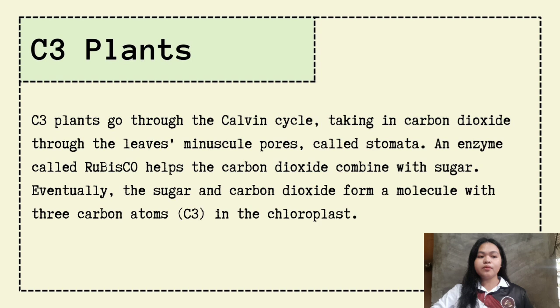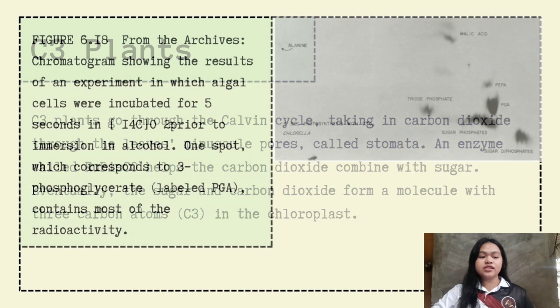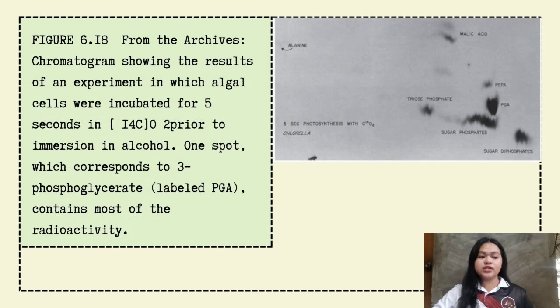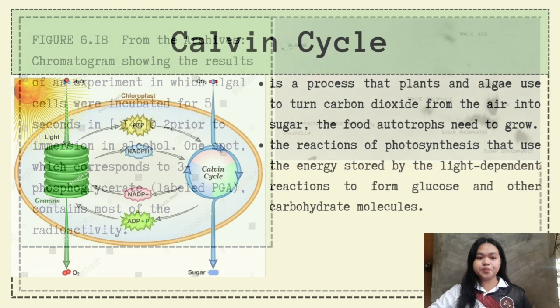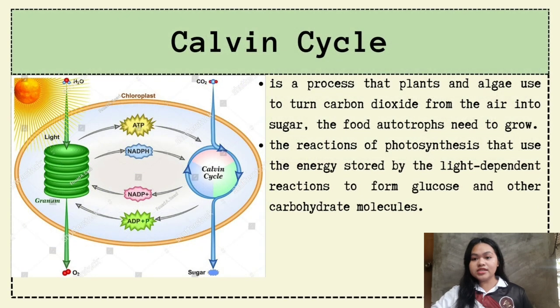So, under the C3 plants, mayroong figure 6.18 which is the chromatogram showing the results of an experiment in which algal cells were incubated for 5 seconds in radioactive carbon dioxide before immersion in alcohol. One spot which corresponds to 3-phosphoglycerate or PGA contains most of the radioactivity. Under the C3 plants, ginagawa nga yung process which is the Calvin cycle.